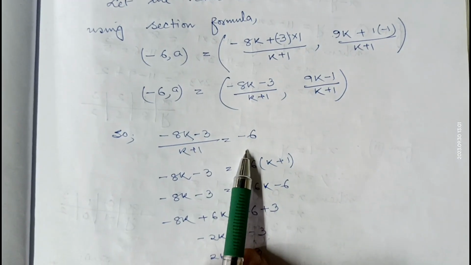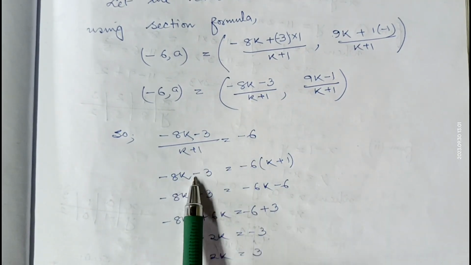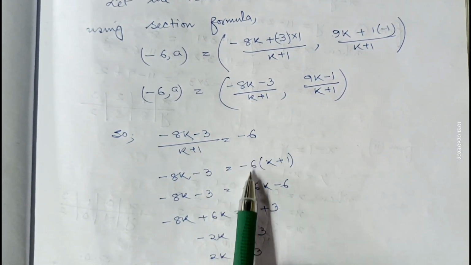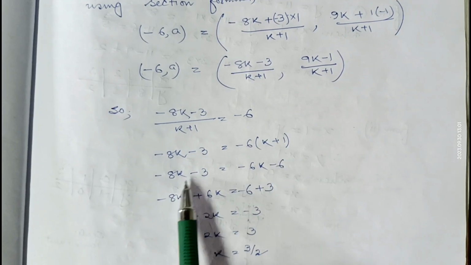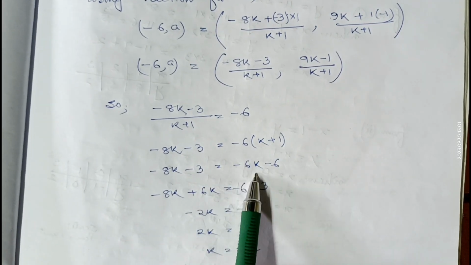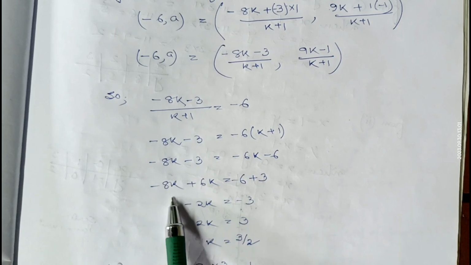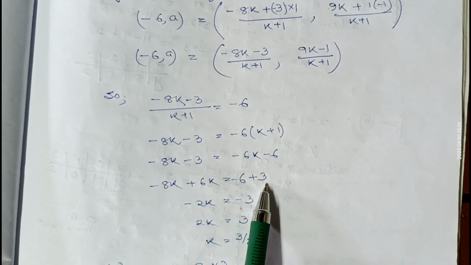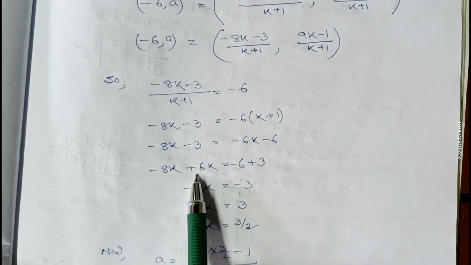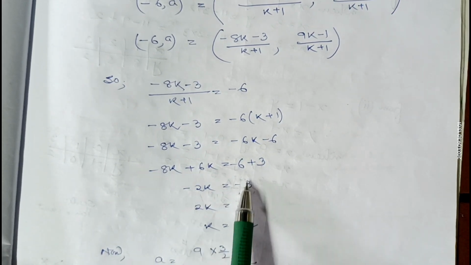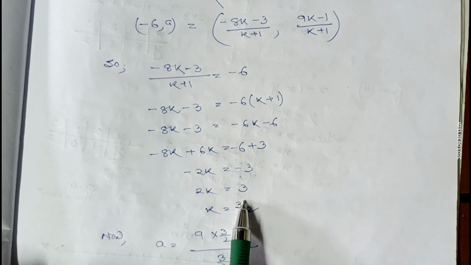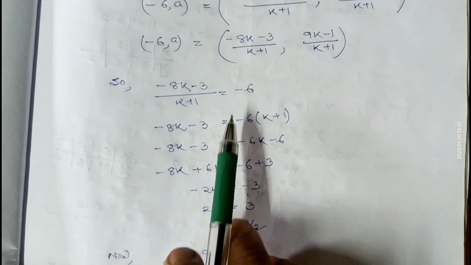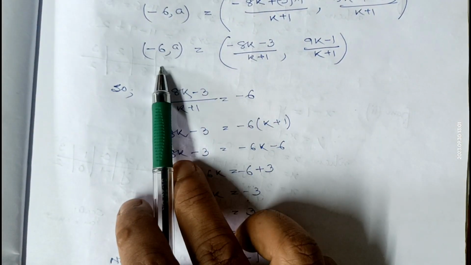From the first part we got this. So -8k - 3 equals -6k - 6. Then -8k + 6k equals -6 + 3... that is, -8k plus 6k equals -6 minus 3... -8k plus 6k will give -2k, which is -3. 2k is 3. So k equals 3 by 2. So from this first part we got k equal to 3 by 2.